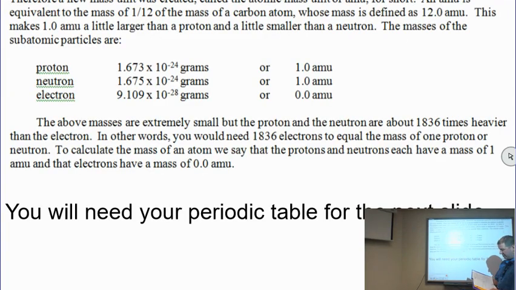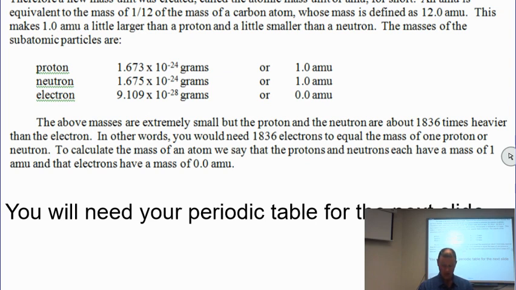So here I go. I'm going to read to you some more. Says the mass of an atom is extremely small. Therefore, subatomic particles must have masses that are even smaller. Since masses are so tiny, it is inconvenient to measure the masses in grams. Therefore, a new mass unit was created called the atomic mass unit, or AMU for short.